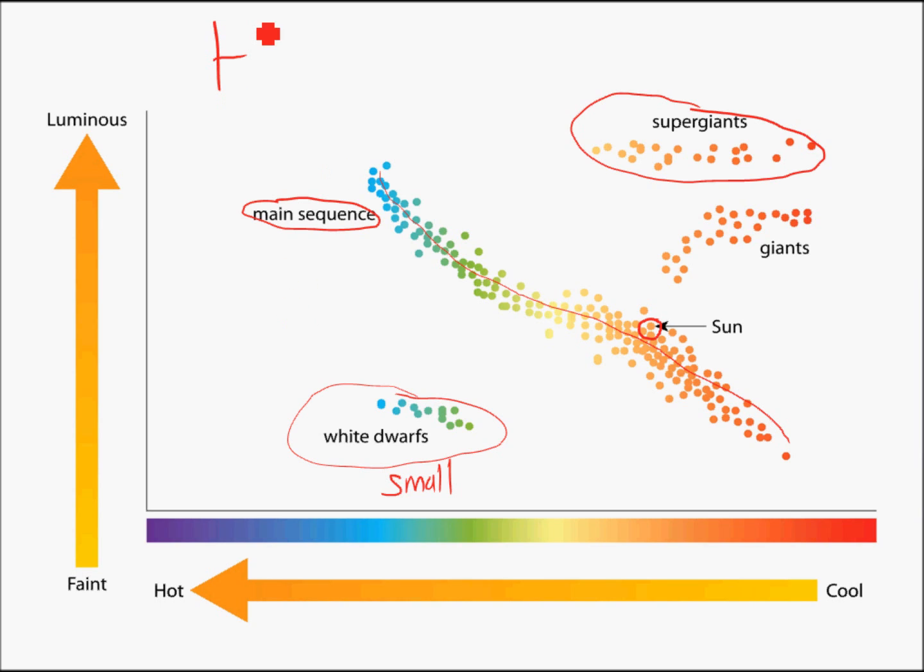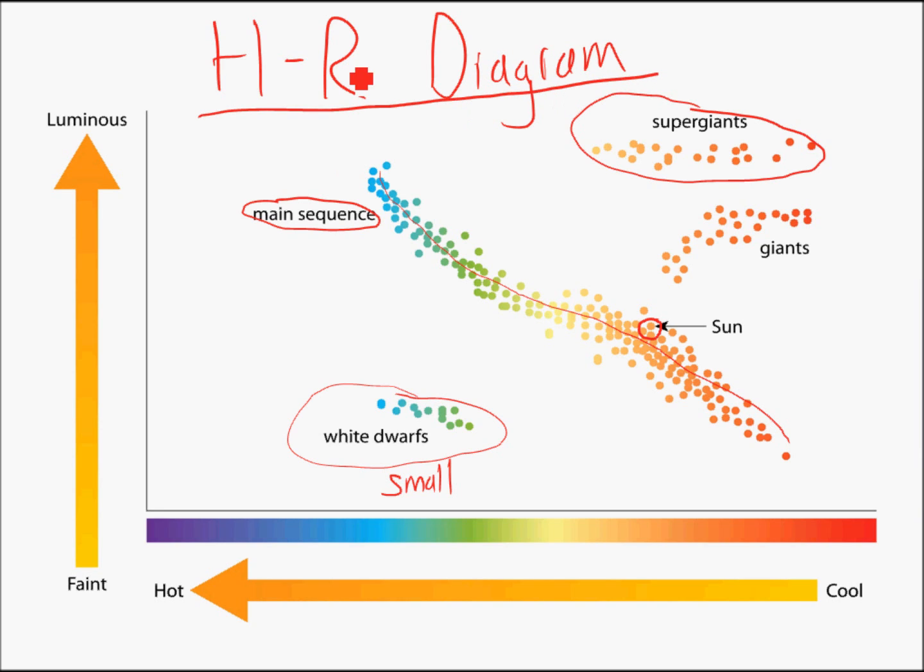But this is the HR diagram, the Hertzsprung-Russell diagram, named after our two scientists, and it's useful for us to classify stars and to see the general patterns of how their luminosity and temperature are related to each other.